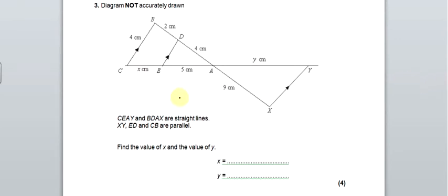Question 3. Diagram not accurately drawn. Thanks for that. Now, notice we've actually got several triangles here. We've got a little triangle like this, and then we've got a bigger triangle like that, and then we've got another one over here. Now, the important thing to notice to solve this problem is that all of those triangles are similar.